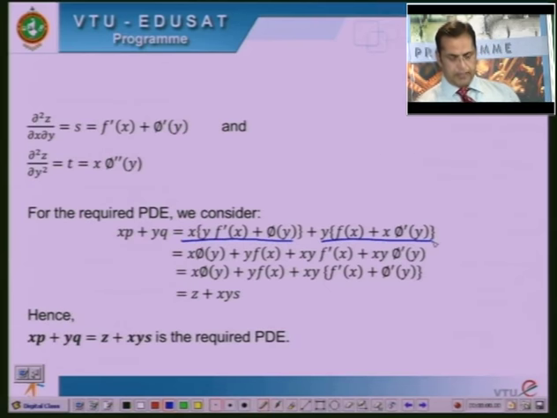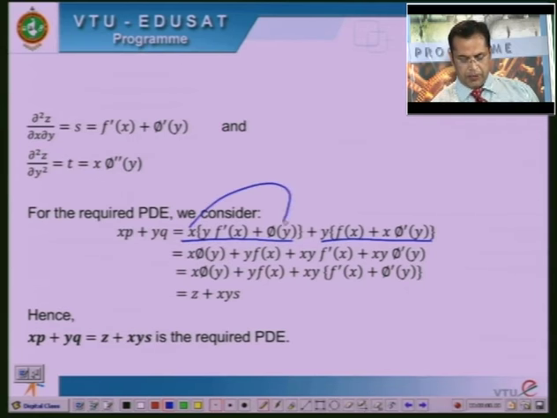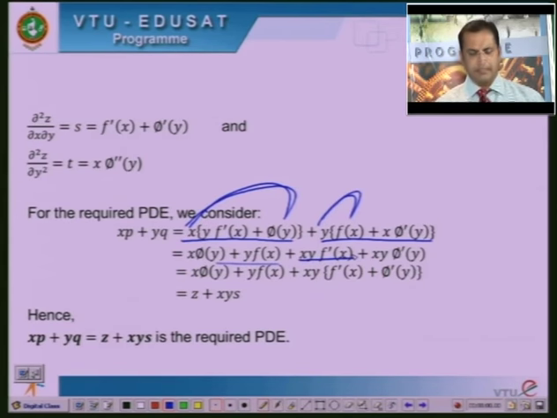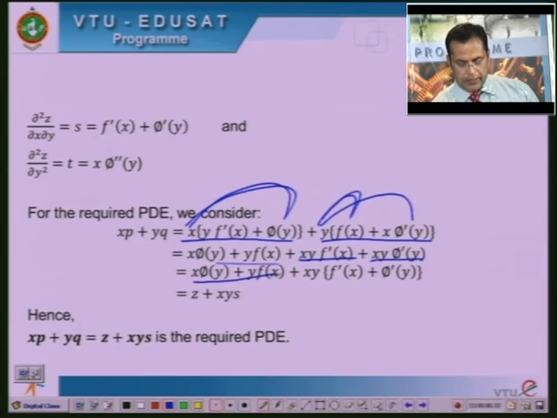You can see it is x into p plus y into q, which is x into, let us rearrange. First I am writing these two terms, x into phi of y, then plus y into f of x, these two terms, this product and this product. That leaves out xy into f dash x, that is written here, plus xy into phi dash y, which is this term. So finally, you are left with x into phi y plus y into f of x.